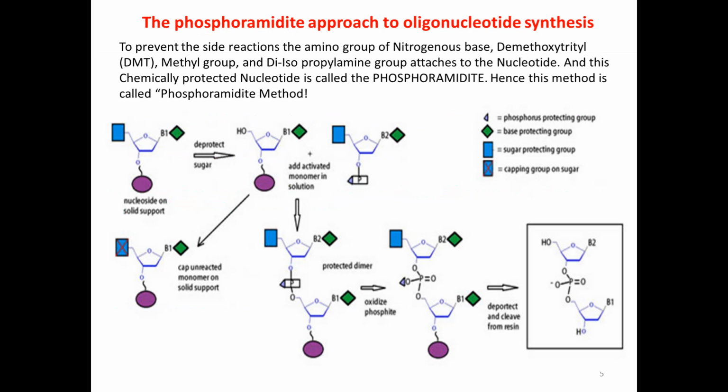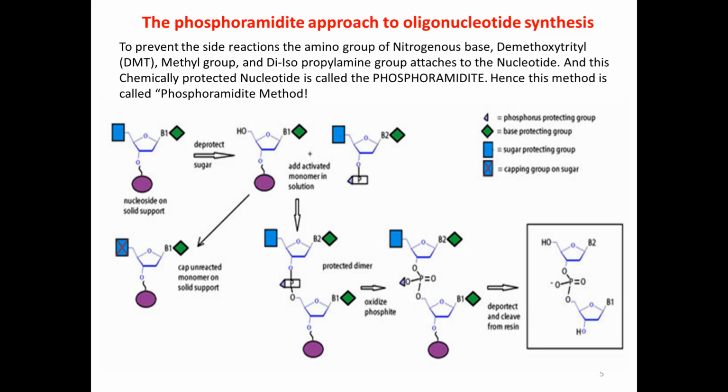This is the phosphoramidite approach to oligonucleotide synthesis. Look at the structure. This is very, very important. It simply means how one nucleotide combines with another nucleotide to form a dinucleotide, and then the dinucleotide combines with another nucleotide to form a trinucleotide, and so on to form a polynucleotide chain. So this is very important.